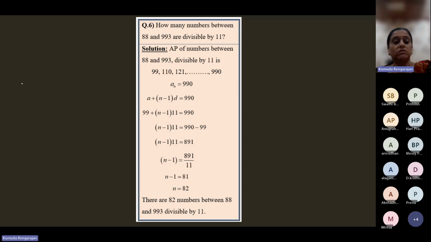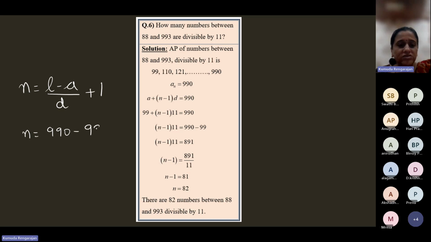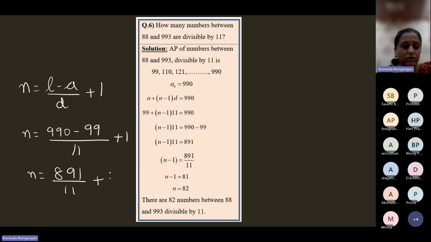I told you, for finding the value of n, you can also use this formula: (L minus A) by D plus 1. L, the last term, is 990, minus A, the first term, 99, by D, the common difference, 11, plus 1. So n is equal to 891 by 11 plus 1. 11 8s are 88, so 1 remains, 1 plus 1. n is equal to 82.